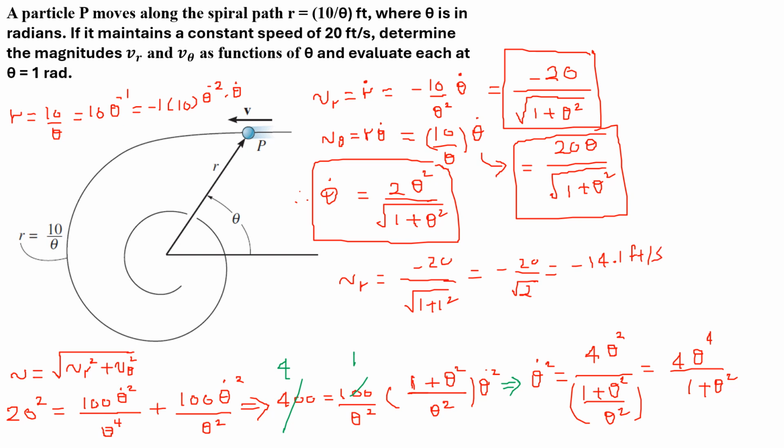Okay, so this is for Vr. And for V theta, I'll have also 20 times 1 over the root of 1 plus 1 square. So we'll get the same answer but positive, because here we are doing this at 1. So I'll get 14.1 as well, feet per second.